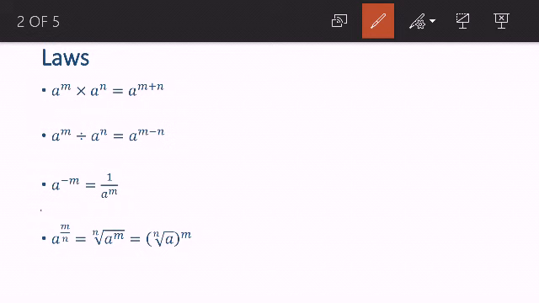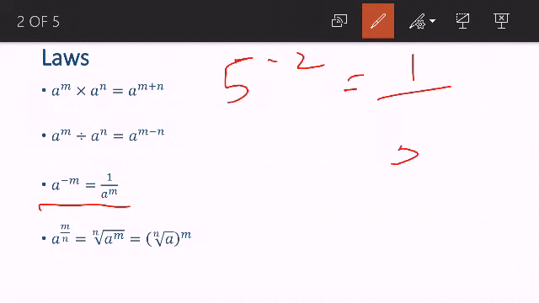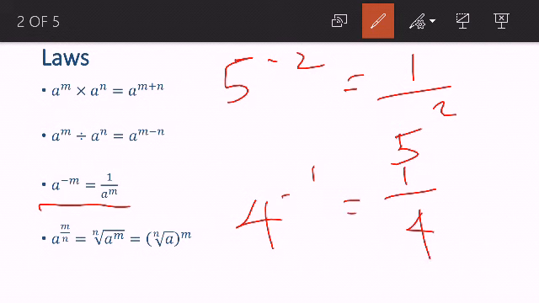Okay, so the next one is negative index law, where the power is negative. So a raised to power minus m is equal to 1 over a raised to power m. So if I have 5 raised to power minus 2, it is the same thing as saying 1 over 5 raised to power 2. Okay, now it's the same thing if I have, let's say, 4 raised to power minus 1, it is the same thing as saying 1 over 4, or 1 over 4 raised to power 1.